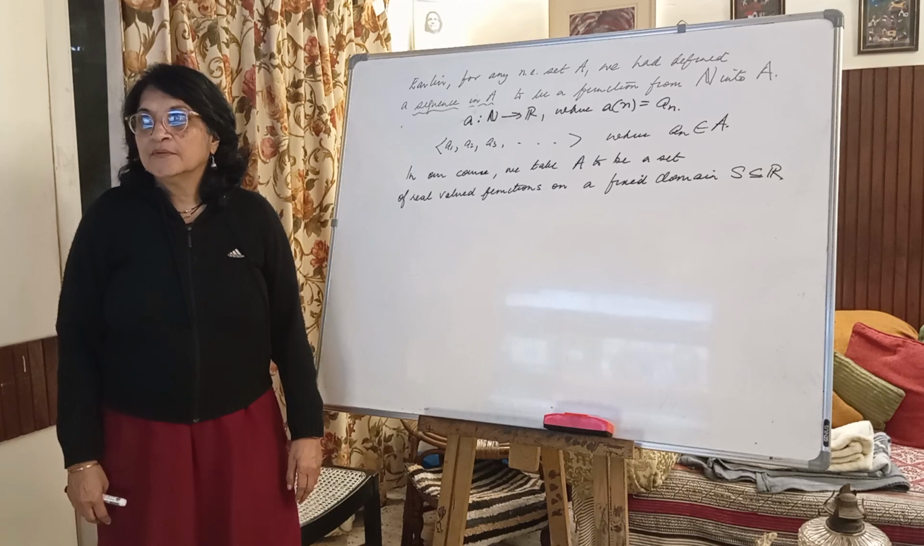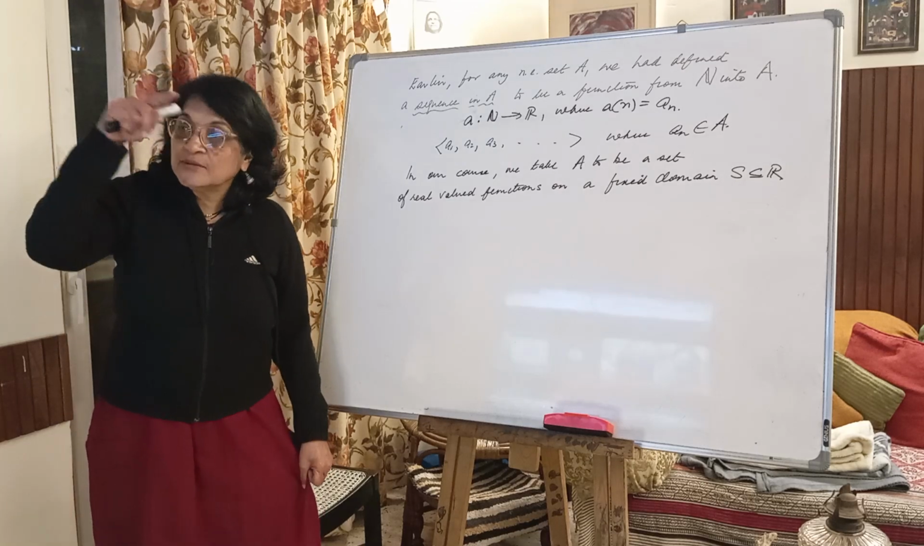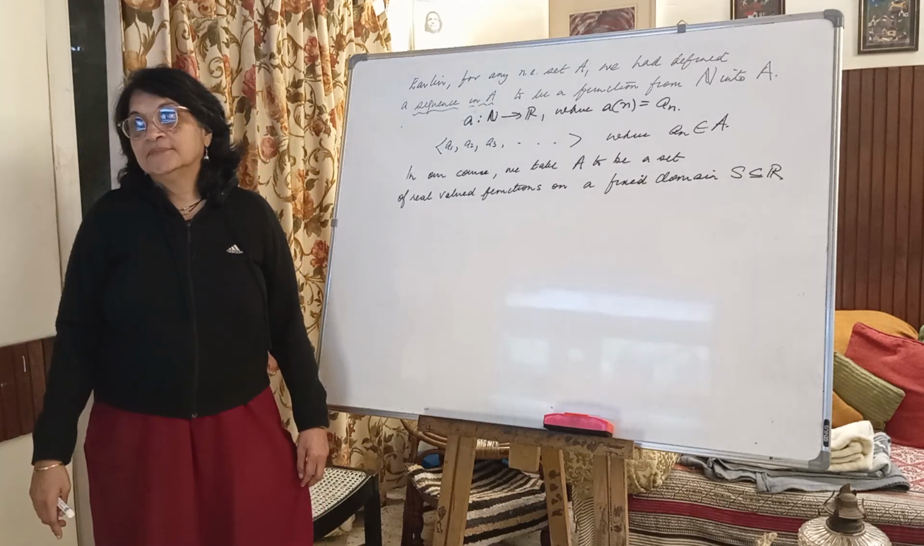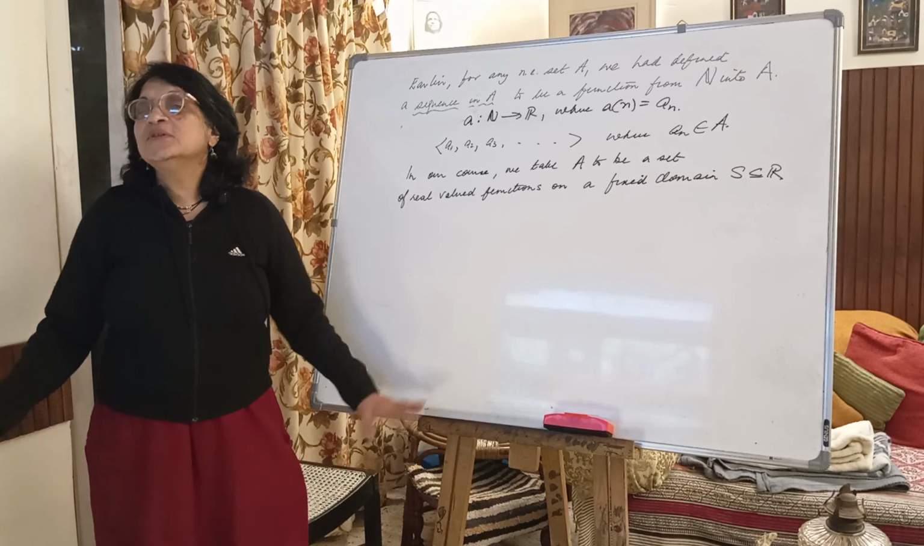So N is the domain and R is the codomain. R is not the codomain. R was the codomain, past tense, in semester 1. R was the codomain. Now capital A is the codomain. Now A is an unknown set.